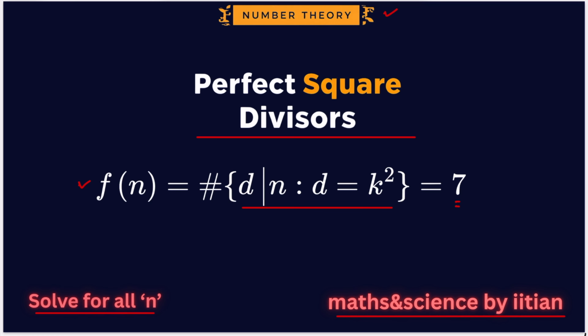In number theory, usually n is taken as a positive integer. All are integers, and if the number of divisors which are perfect squares, f(n), is equal to 7, then what can be the value of n? We have to find out the value of n here.